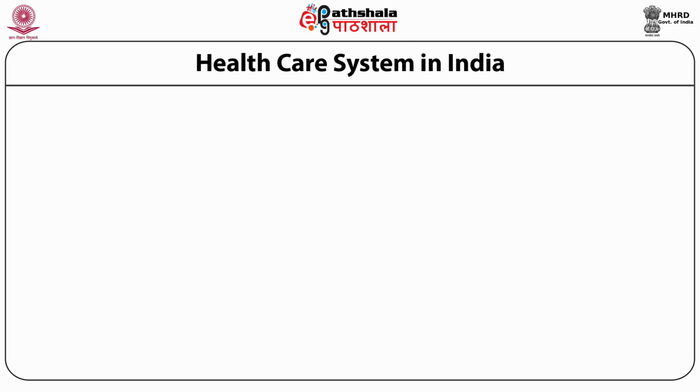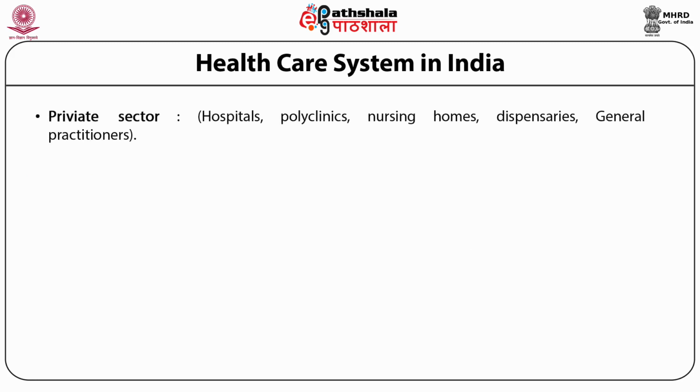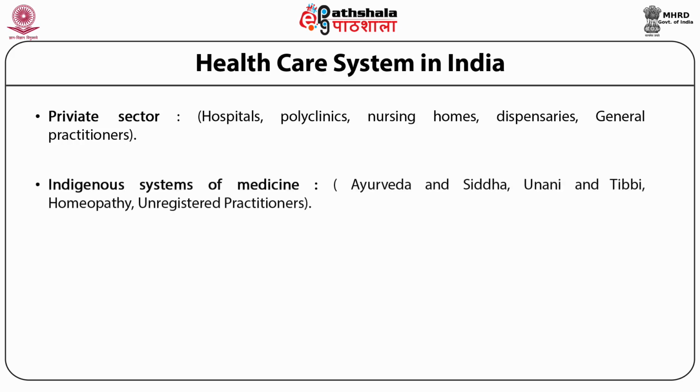Second source is private sector. Hospitals, polyclinics, nursing homes, dispensaries to general practitioners. The third source is the indigenous system of medicine. Ayurveda and Siddha, Unani and Tibbi, homeopathy, and the fourth is unregistered practitioners.